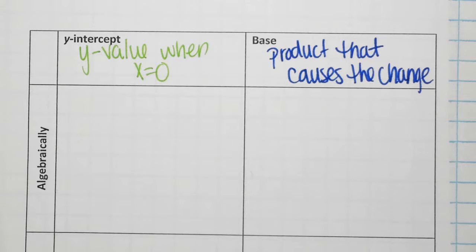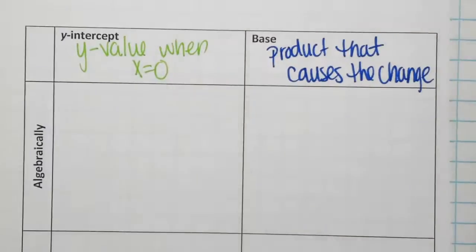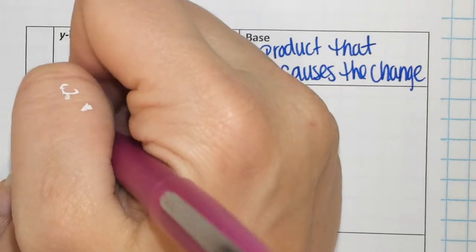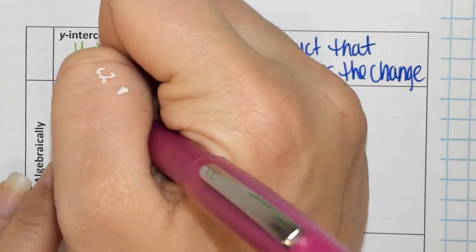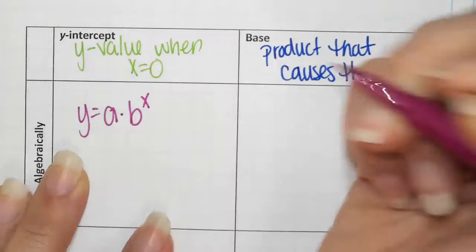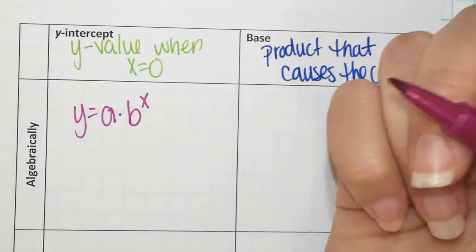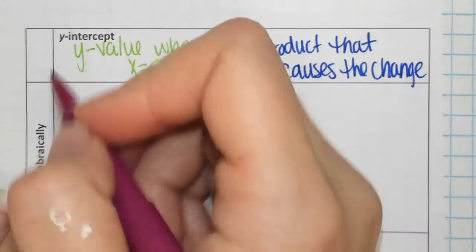Alright, so algebraically, you know how when we wrote on the front that A was our starting point? Over there, that is also your y-intercept. So if you have it in the form of A times B to the x, A is the y-intercept. Isn't it crazy?